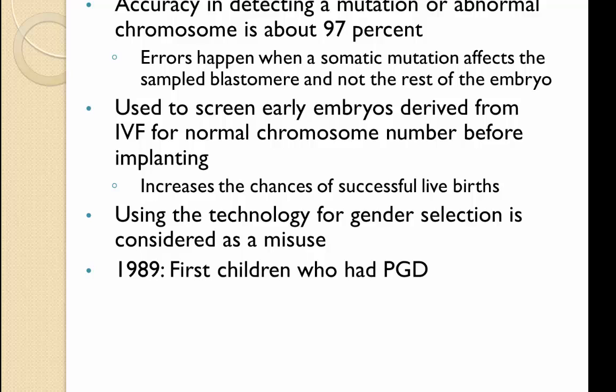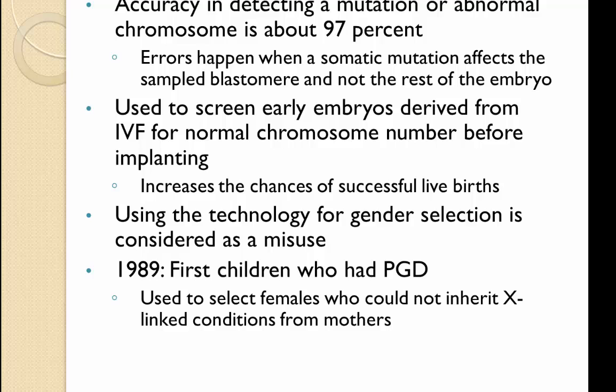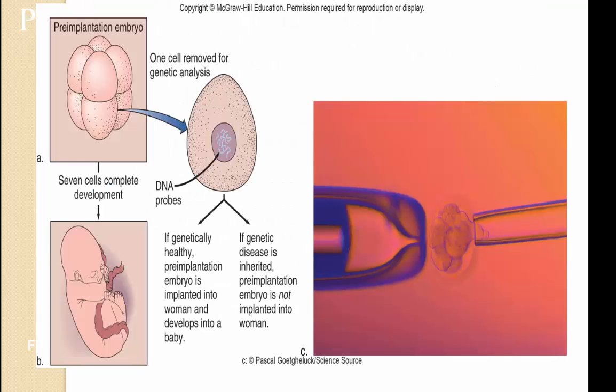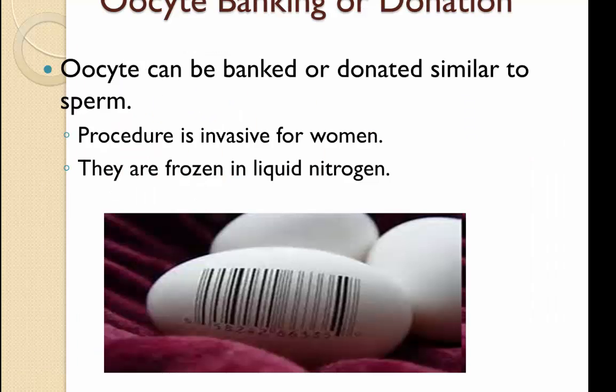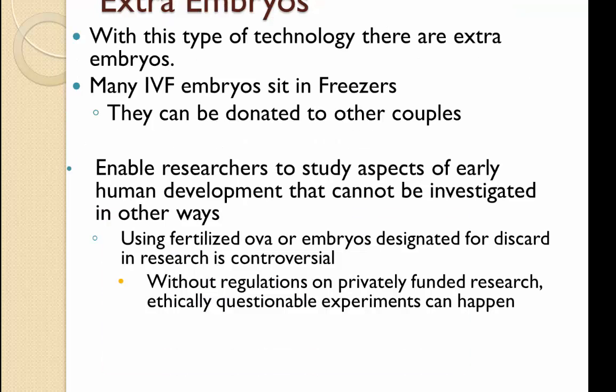The first child who had PGD was born in 1989, and it was used to select a female birth that had not inherited an X-linked condition from their mothers. So this is just kind of a picture of how things look. Oocyte banking, we talked about that a little bit. Remember, the procedure is invasive for a woman.